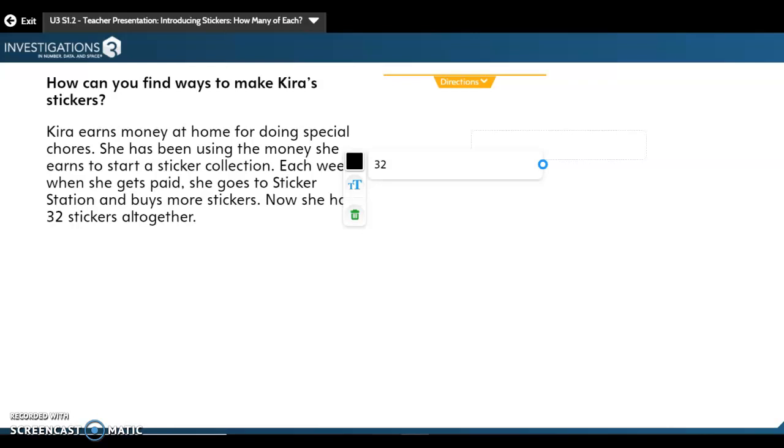So let's first look at that in terms of an equation. So we know that our total number of stickers altogether is 32. So when we write that, we can show 32 equals or is the same as blank number of tens plus blank number of ones. So let's see if we can work together to figure out how we can solve this problem.